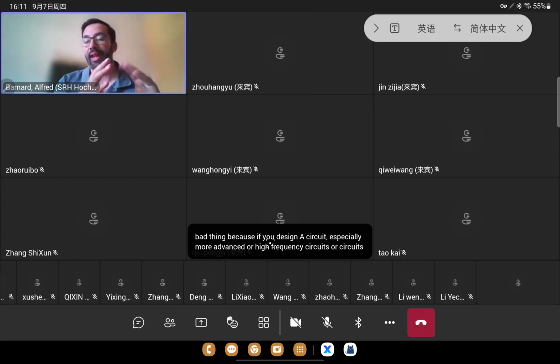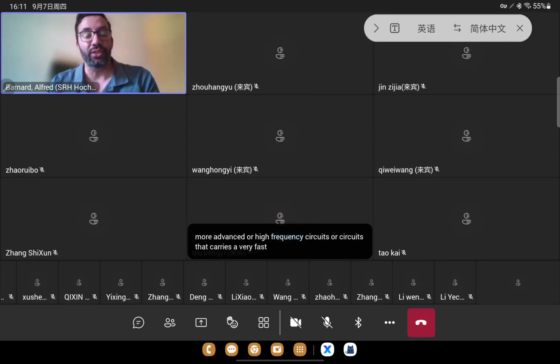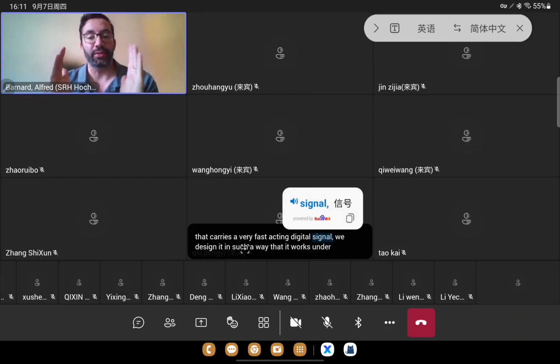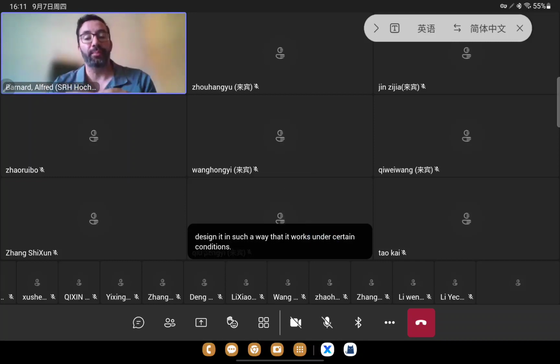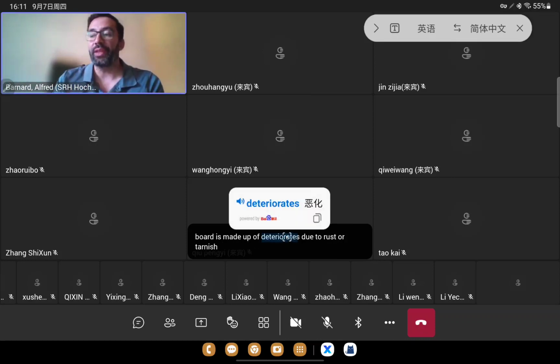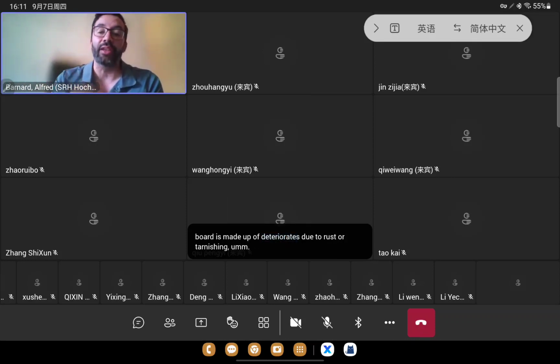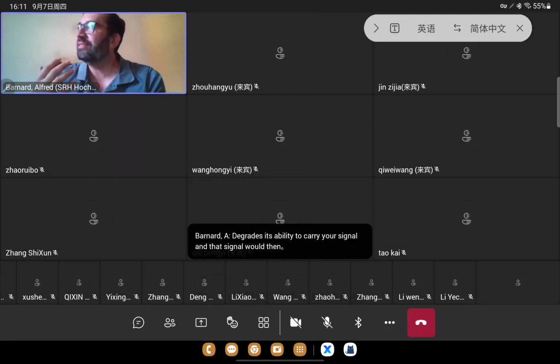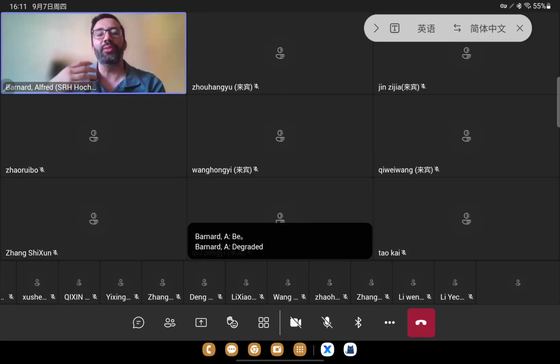frequency circuits, or a circuit that carries a very fast acting digital signal, we design it in such a way that it works under certain conditions. But if the material that the circuit board is made up of deteriorates due to rust or tarnishing, that degrades its ability to carry your signal. That signal would then be degraded, and there's also a possibility of added noise being introduced into the system.